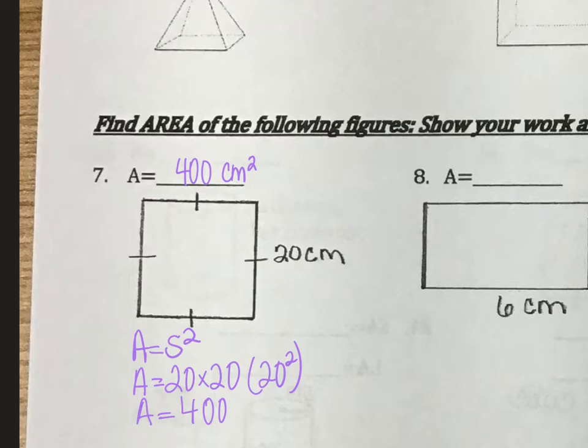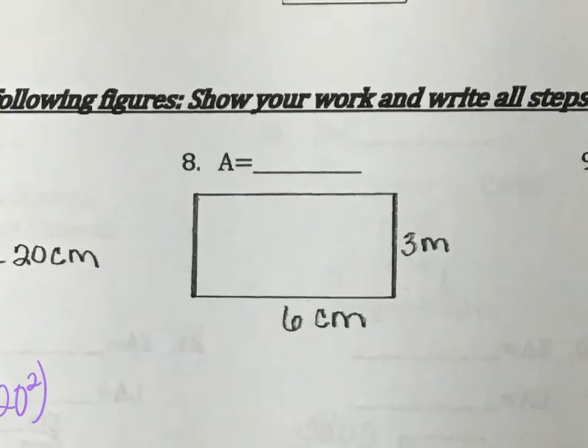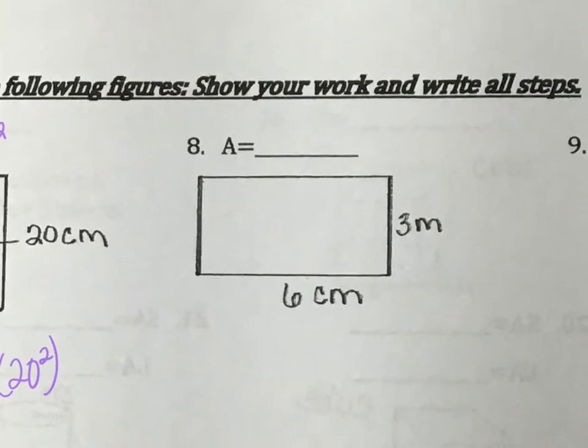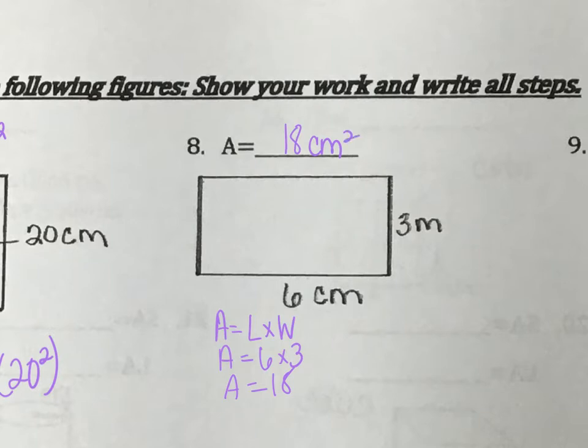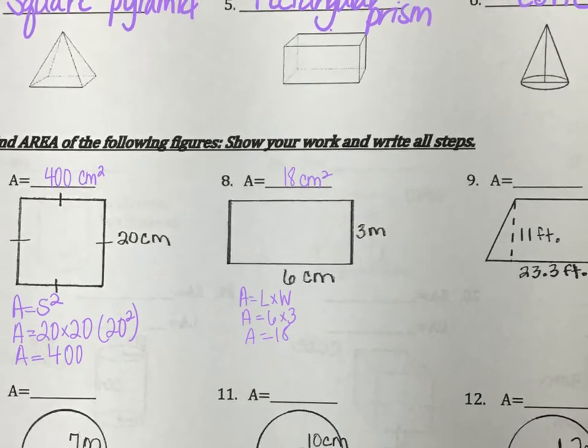Any questions on that one? Let's move on to number 8, okay? What is the formula for the area of a rectangle? Area equals length times width. Area equals 6 times 3. Area equals 18 centimeters squared. Centimeters? You mean meters, right? Oh, well, I wrote one as meters and one as centimeters, so which one's right? That's what I get for doing it in a hurry. It doesn't matter.